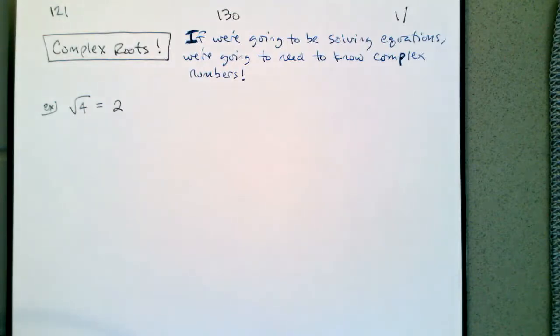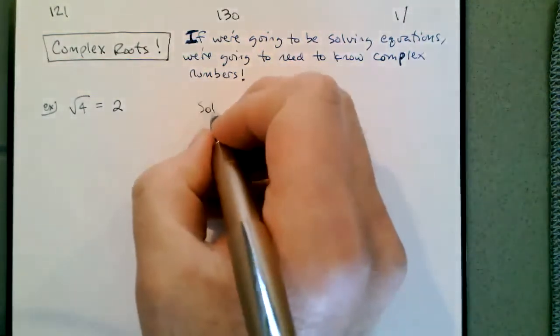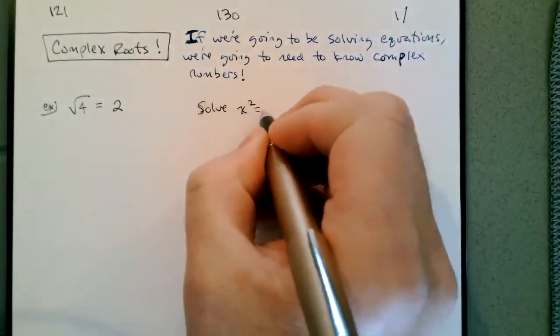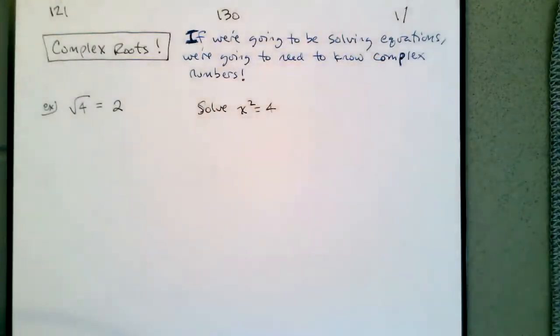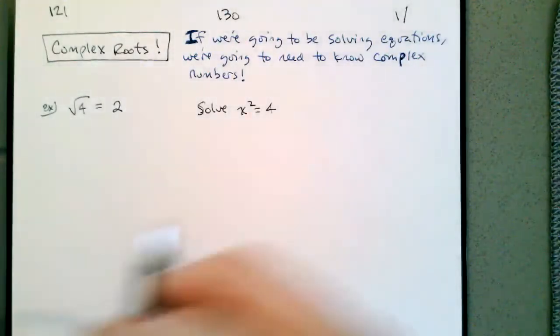We know that the square root of 4 is 2. We know that this is not the end of the story. We know that if we want to solve x squared is equal to 4, we can't just write the square root of 4. We know that there are two solutions, 2 and negative 2.